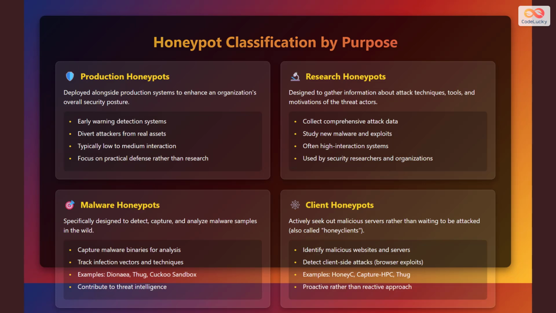We also have malware honeypots, which are specifically designed to detect, capture, and analyze malware samples. These honeypots capture malware binaries for analysis and track infection vectors and techniques. Examples include Dionaea, Thug, and Cuckoo Sandbox. Finally, we have client honeypots, which actively seek out malicious servers rather than waiting to be attacked. These identify malicious websites and servers and can detect client-side attacks like browser exploits. Examples include HoneyC, Capture-HPC, and Thug. These are proactive rather than reactive.